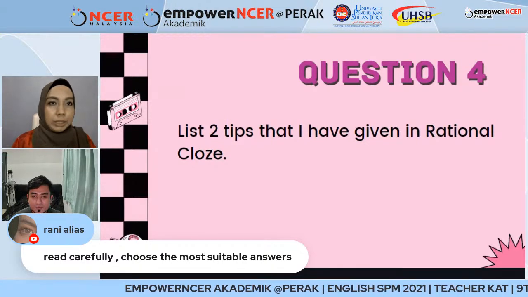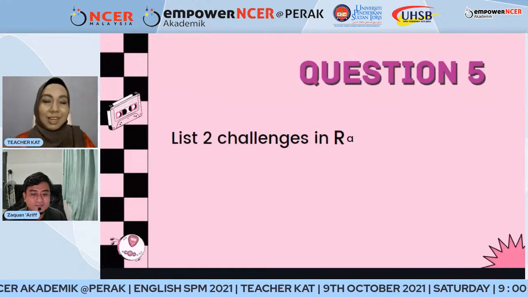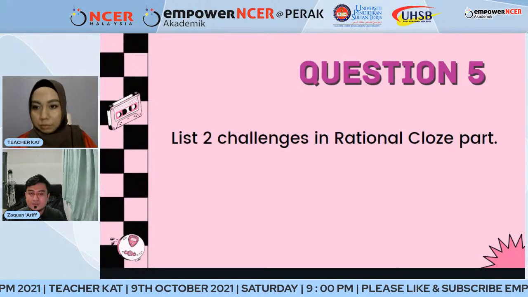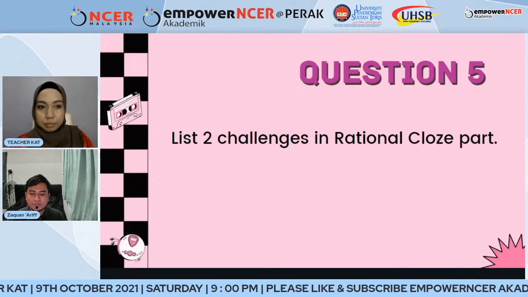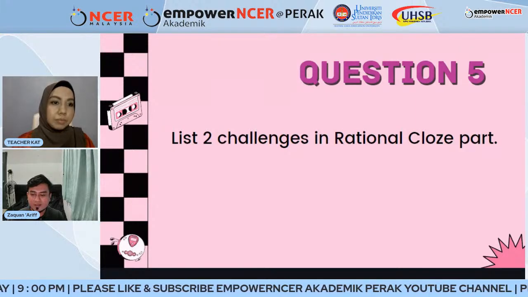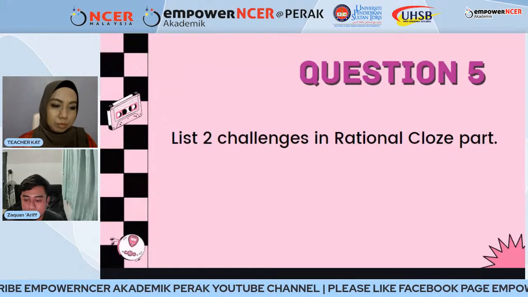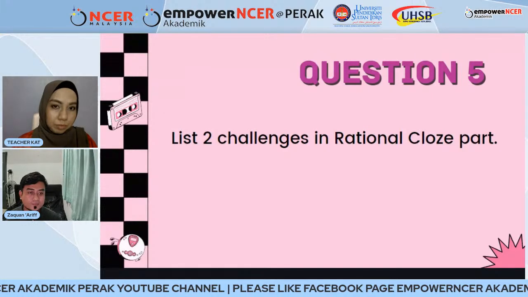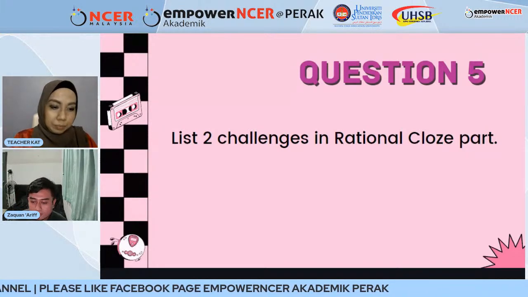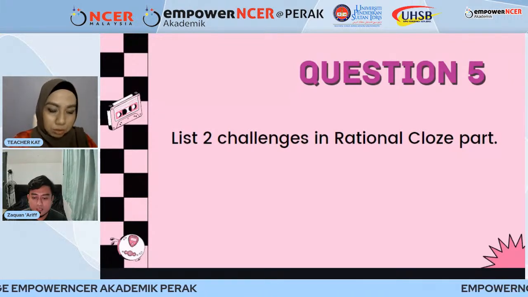Okay, are you guys ready for question number 5? Okay, it's getting exciting here. Okay, this is question number 5. List two challenges in rational clause part. Okay, only two challenges. I guess we have more than two just now. For rational clues. So just now I asked for the tips. So now the challenges.